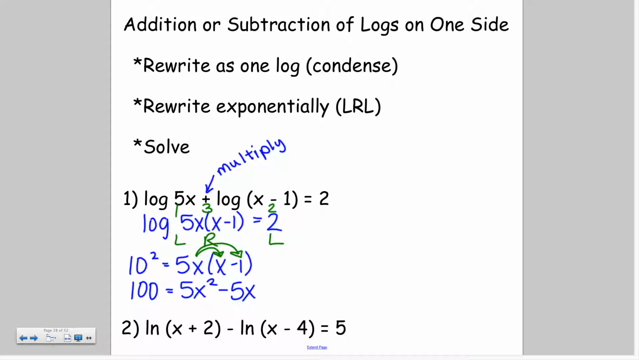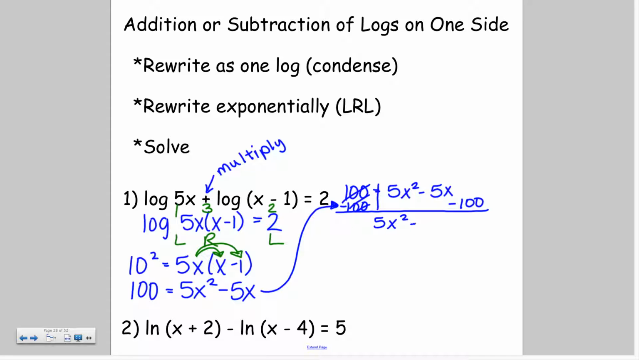We have that x squared again, and it's not going to cancel out, so we're going to have to get everything to one side. So I'm going to come back up here, and I'm going to start doing my work up here, just so I have more room. All right, so I have 100 is equal to 5x squared minus 5x. To get everything to one side, I'm going to subtract 100 from both sides. I don't have anything to combine that 100 with, so I'm just going to put it over to the end. So 100 minus 100 is 0. Then we have 5x squared minus 5x minus 100.